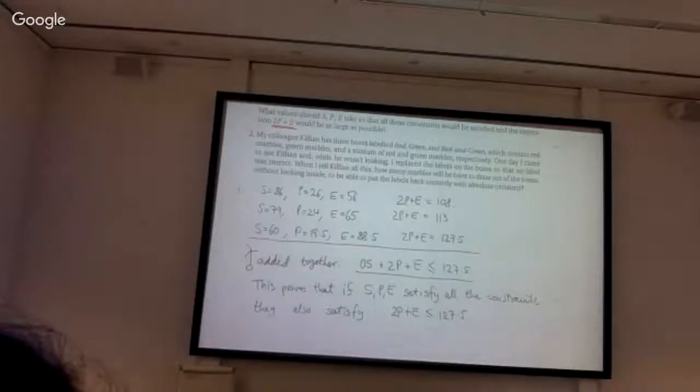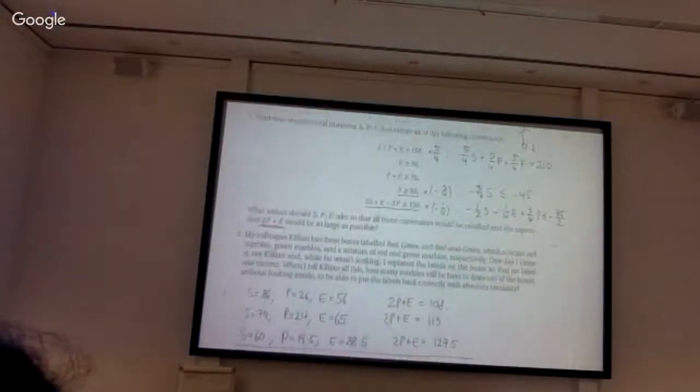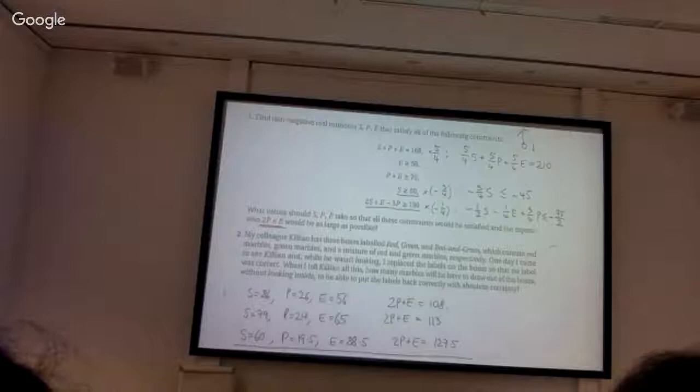Someone please ask the question. Yes? Why do you multiply by those specific values? Exactly, that's the question that you were supposed to ask. So why do I multiply by exactly 5/4 and 0 and 0 and minus 3/4 and minus 1/4?